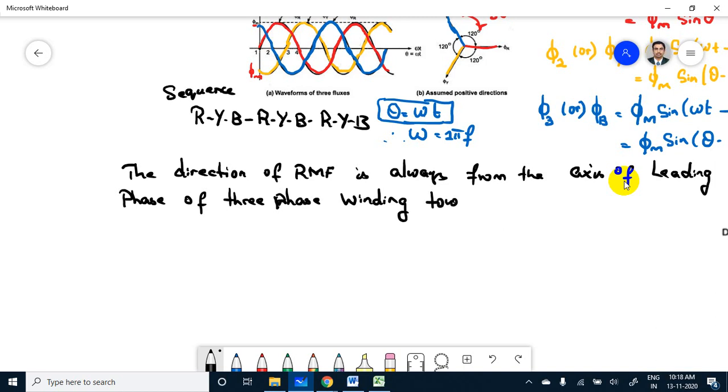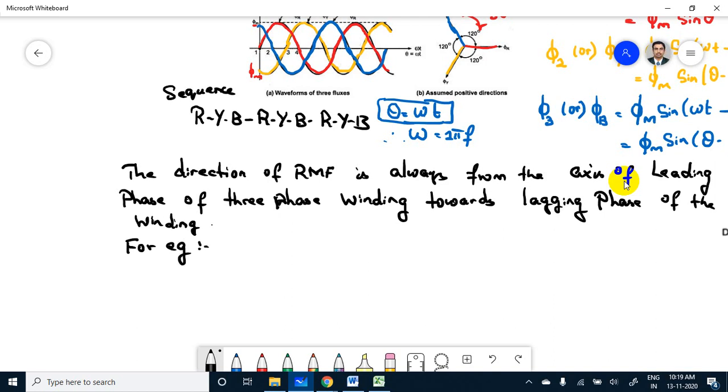Towards lagging phase of the winding. For example, the phase sequence. Consider the phase sequence.